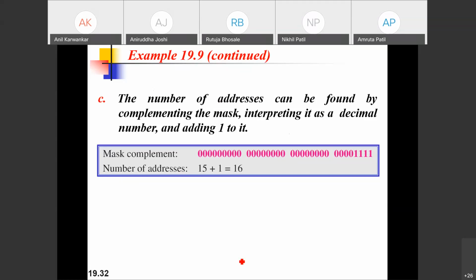How many addresses will be there in the network? So the mask will be all ones in the first 3 bytes, and then represent 240. What is the representation of 240 in binary? Type it in the chat box.